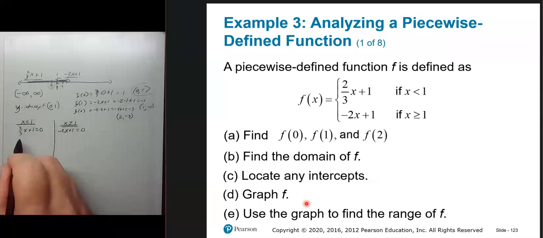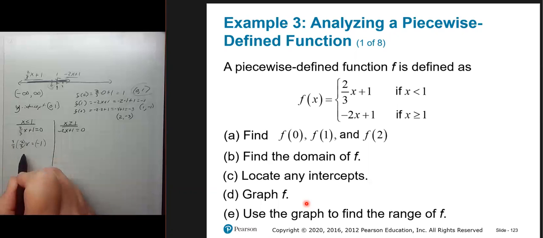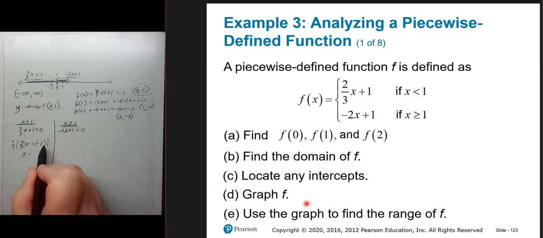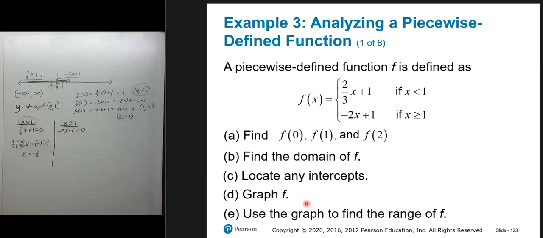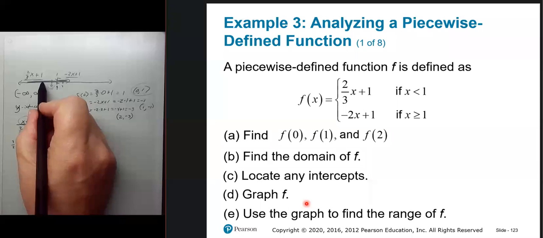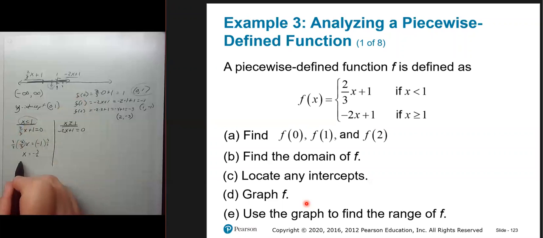So I'm going to subtract 1 from both sides. So I have 2/3 x equals a negative 1. I'm going to multiply both sides by the reciprocal, 3/2. So I get 1x here equals 3/2 times negative 1, which is a negative 3/2. So is negative 3/2 in this domain? Well, yeah, negative 3/2 is down here. So it is here. So negative 3/2 is an x-intercept.